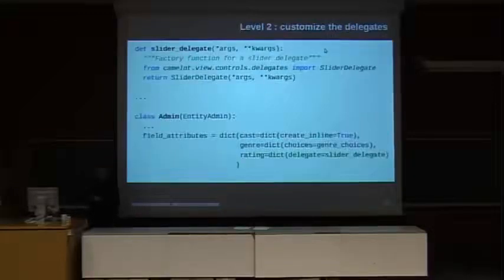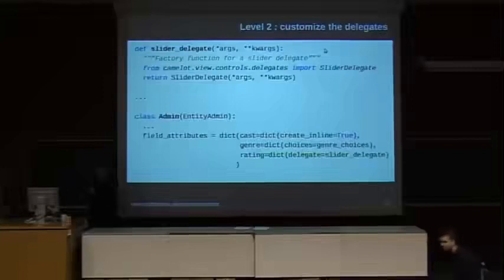Then the next level of customization is by using delegates. You might want to further specify how exactly a field should be visualized, and this can be done through delegates. Delegates is a Qt concept. In the Qt world, a delegate is the bridge between the model and the view. The delegate tells the view how it should display a field of the model. So typically a delegate class has a method create editor, which gets called to create an editor in the view.